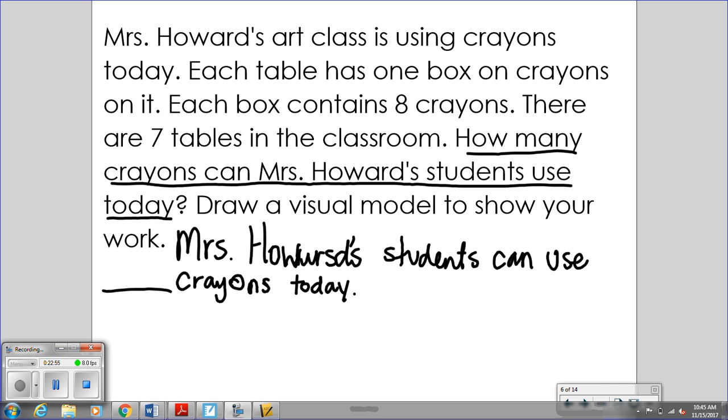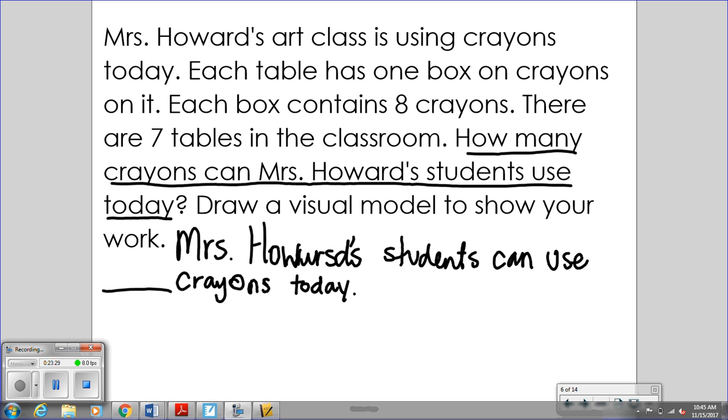Now the very last sentence in my word problem tells me what strategy to use. It tells me that I need to use a visual model. What are visual models? Right here. Thank you for raising your hand. What are visual models? Circles and dots. Circles are my groups. Dots are the things in that group.